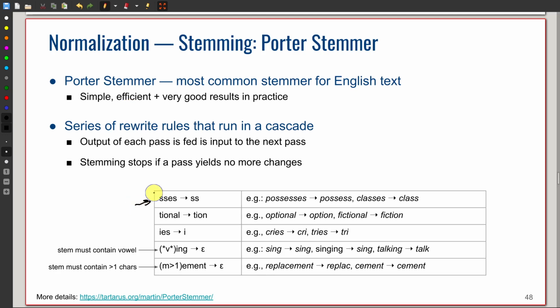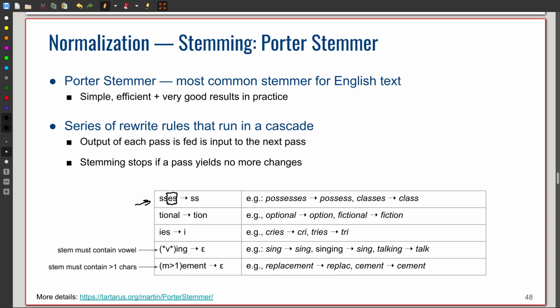Here we have SSES goes to SS, so basically removing the ES at the end. And you can see how it works. Possesses changes to possess, and classes changes to class. The output of each pass when a rule fires is then run again to see whether other rules apply. That's why it happens iteratively. So this is especially important for long words like operationalize, where there are multiple suffixes that can be stemmed off.